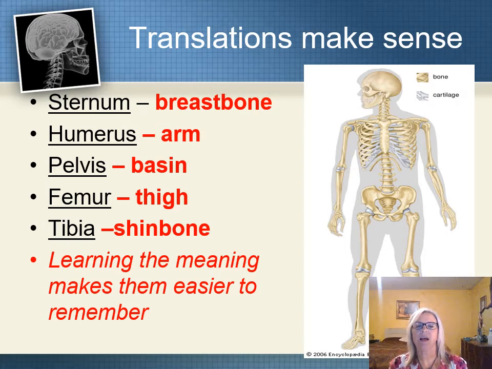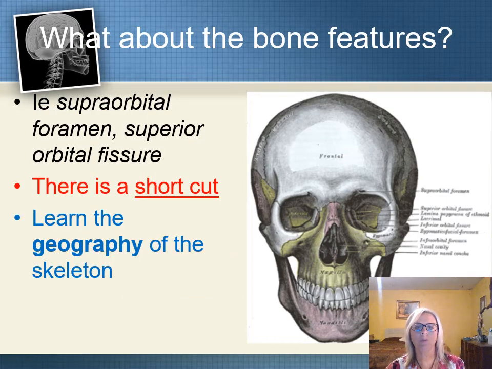So understanding how these words translate can make sense. Sternum means breastbone. Well, it's the bone in between your breast. Humerus means arm. Pelvis means a basin. And look at the shape here of the pelvis. It does kind of have a basin shape to it here, all right? Femur literally means thigh, and tibia means shin bone. So learning what those words mean, and the descriptive terms, I should say, of the landmarks, really helps it make sense. So what are bone features?